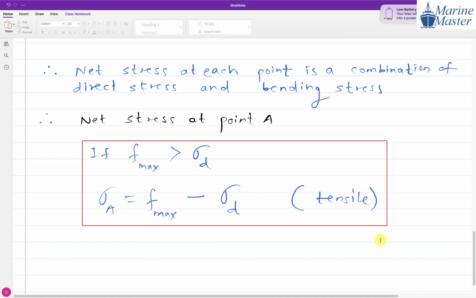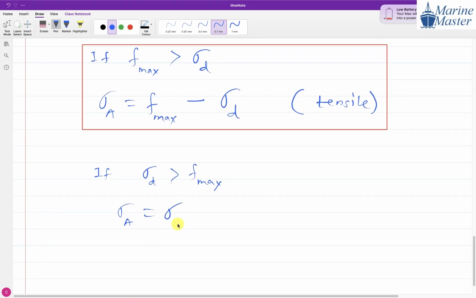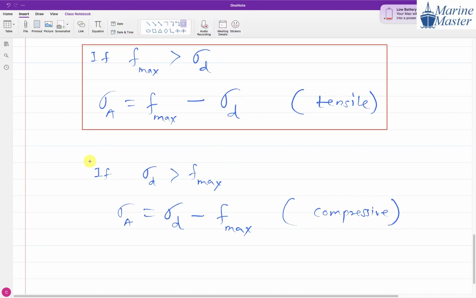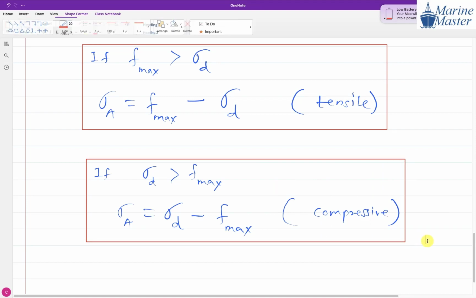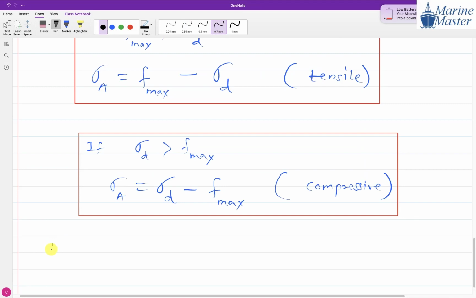In the second scenario, if direct stress is greater than F max, then net stress at point A will be direct stress minus F max, and the nature will be compressive. Everyone getting my point? Try to see the scenario here. Very, very important discussion we are doing. So this is the net stress at point A. The next thing will be net stress at point B.